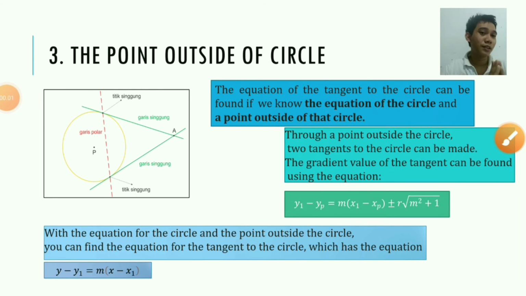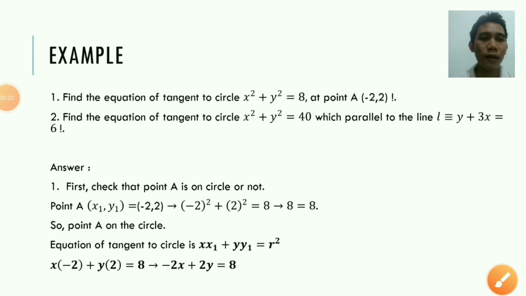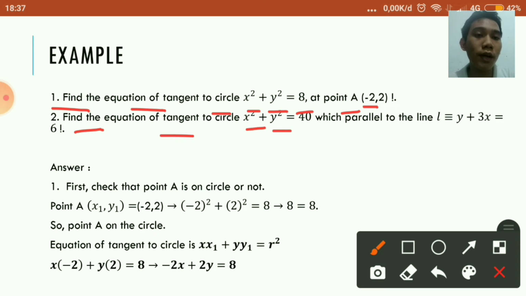Okay, after the explanation about how we can find the equation of tangent to the circle, next is an example exercise. I have two questions. The first question: find the equation of tangent to circle x² + y² = 8 at point A(−2, 2). And the second question: find the equation of tangent to circle x² + y² = 14 which is parallel to the line L, y + 3x = 6.